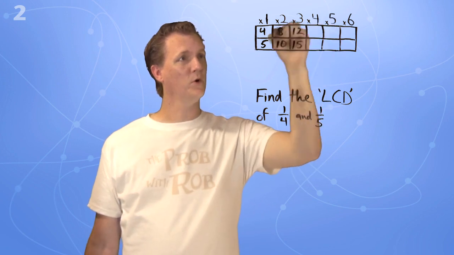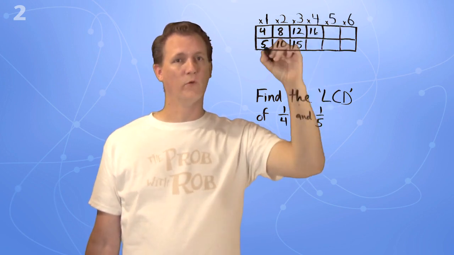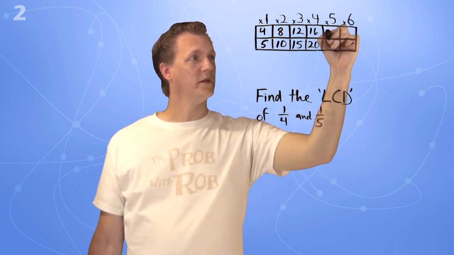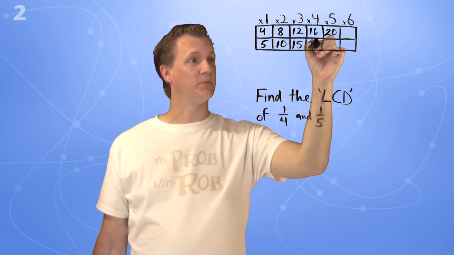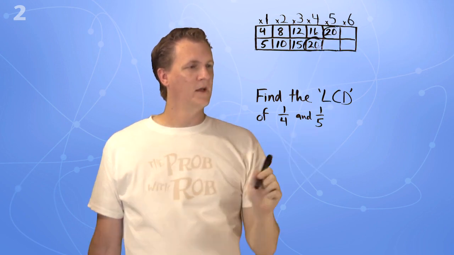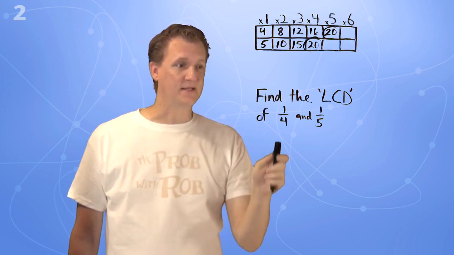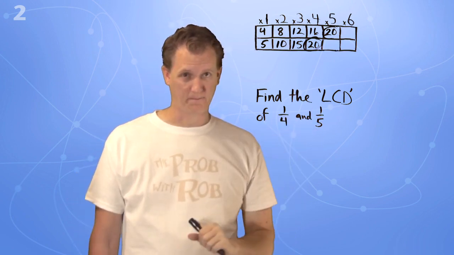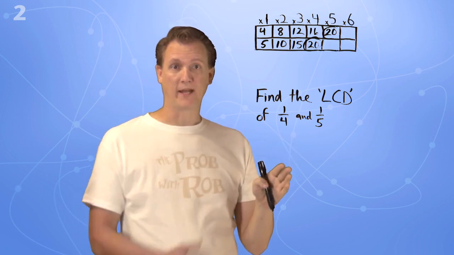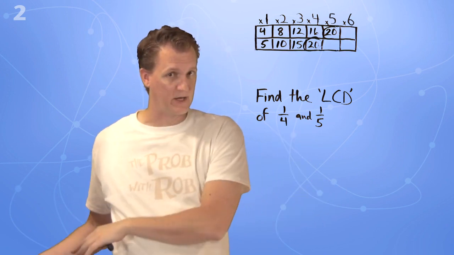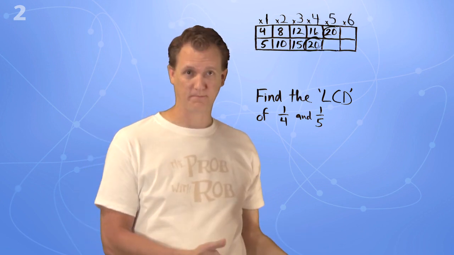Move on to 4. 4 times 4 is 16, 4 times 5 is 20, nothing in common yet. So move on to 5. 5 times 4 is 20, and now we do have something in common, 20. So the least common multiple of 4 and 5 is 20. And that means the least common denominator of 1/4 and 1/5 is 20. And you might notice that this is the exact same denominator we would have got with the easiest common denominator method. It's just another way to do it.